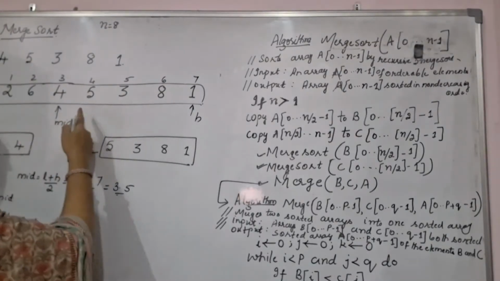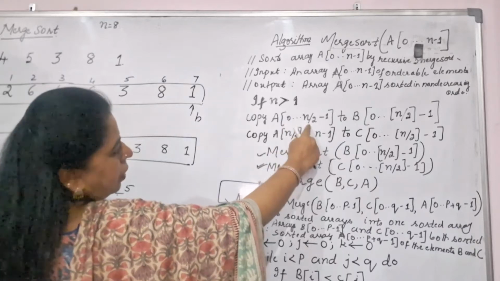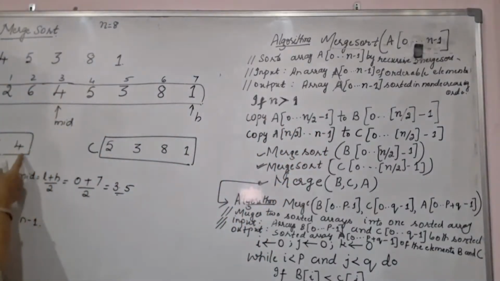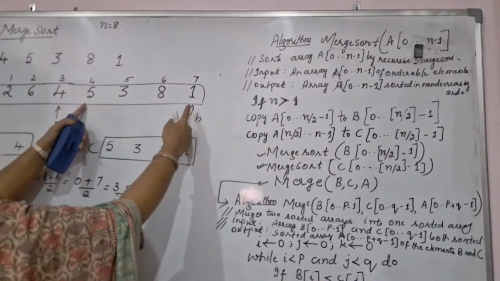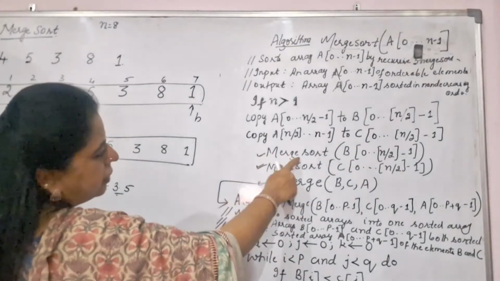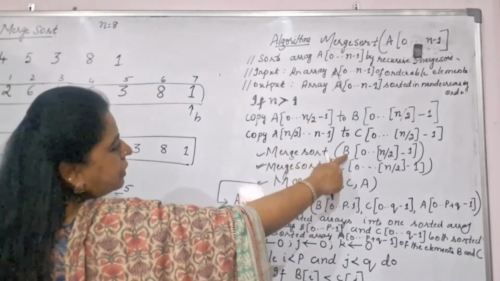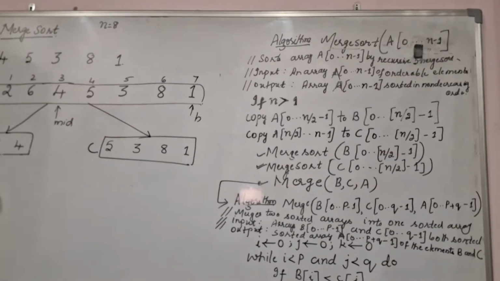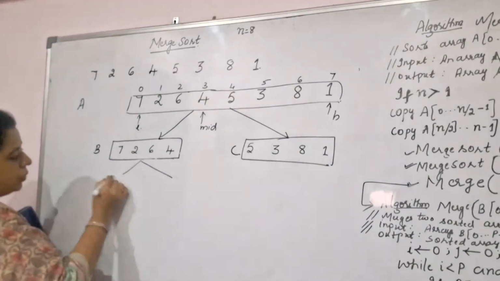So we have copied the elements 0 to n divided by 2 minus 1 into the array B. Then we have copied the elements n by 2 to n minus 1 into array C. Now once this is ready, the third line is you are calling the function again. This function gets repeatedly called. Now you are applying it to array B. So now you have two sub-arrays. You will keep calling merge sort recursively on array B and array C until only one element is left in the array. So we'll divide this sub-array into two again.